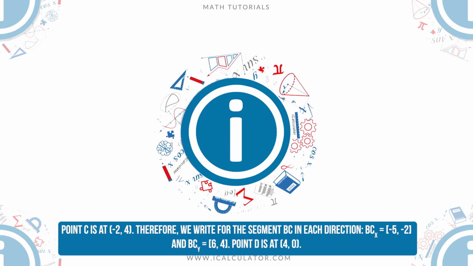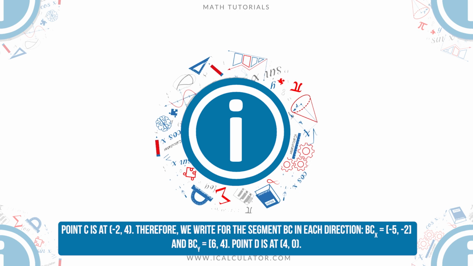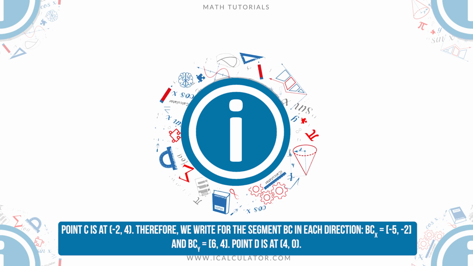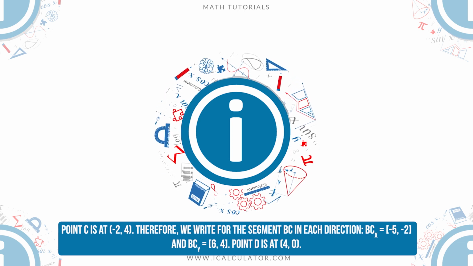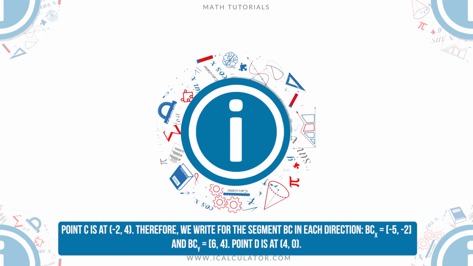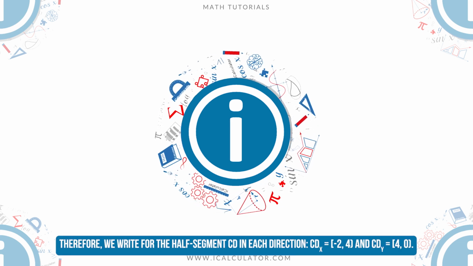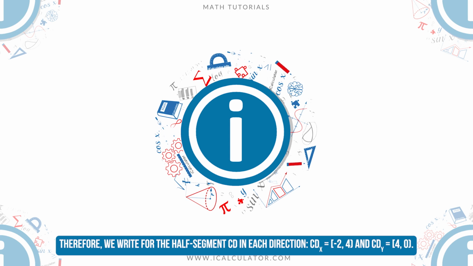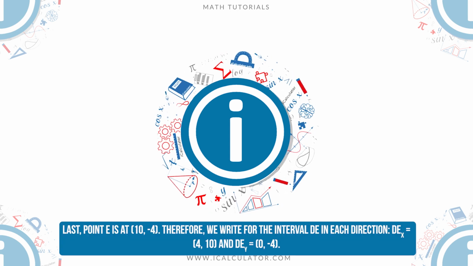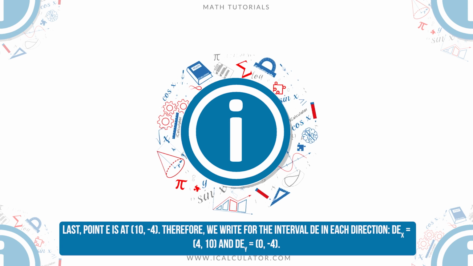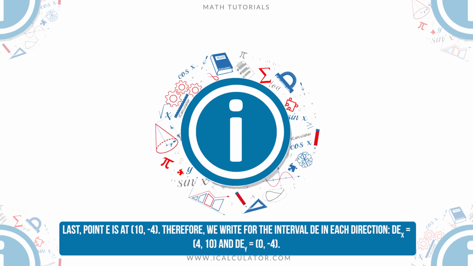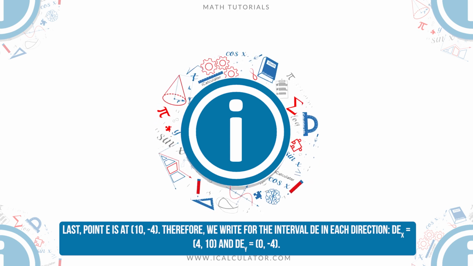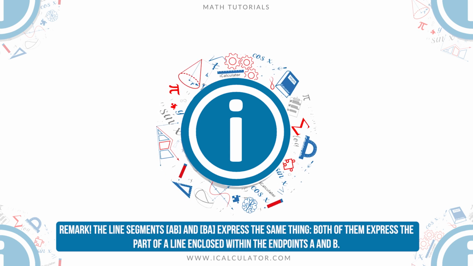Point C is at (-2, 4). Therefore, we write for the segment BC in each direction, BC x equals [-5, -2], and BC y equals [6, 4]. Point D is at (4, 0). Therefore, we write for the half segment CD in each direction, CD x equals (-2, 4], and CD y equals (4, 0]. Last, point E is at (10, -4). Therefore, we write for the interval DE in each direction, DE x equals (4, 10), and DE y equals (0, -4).